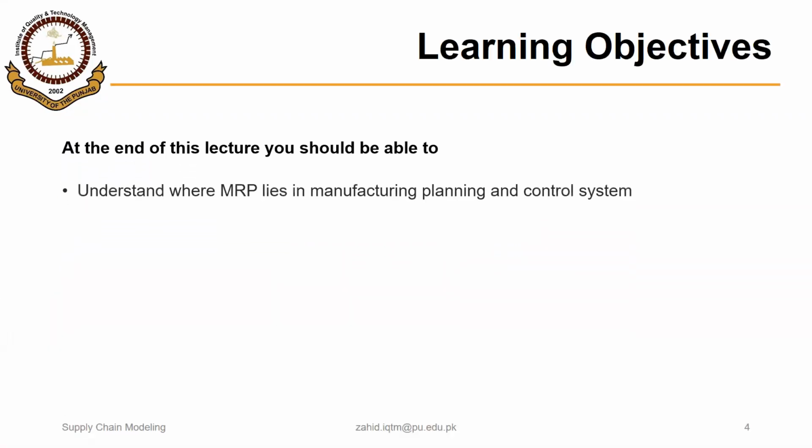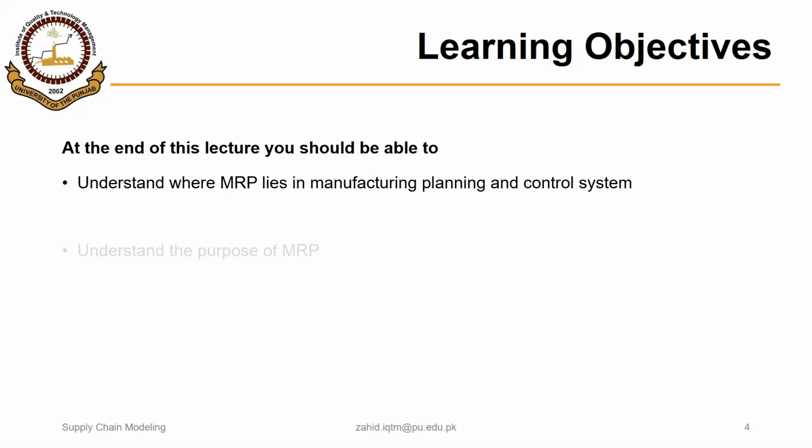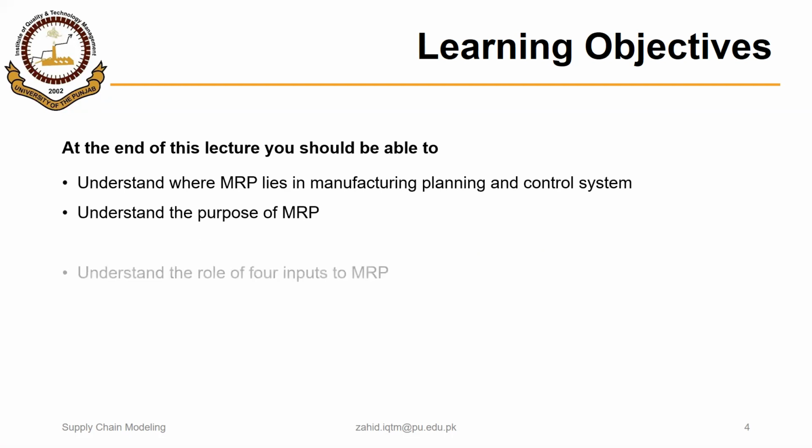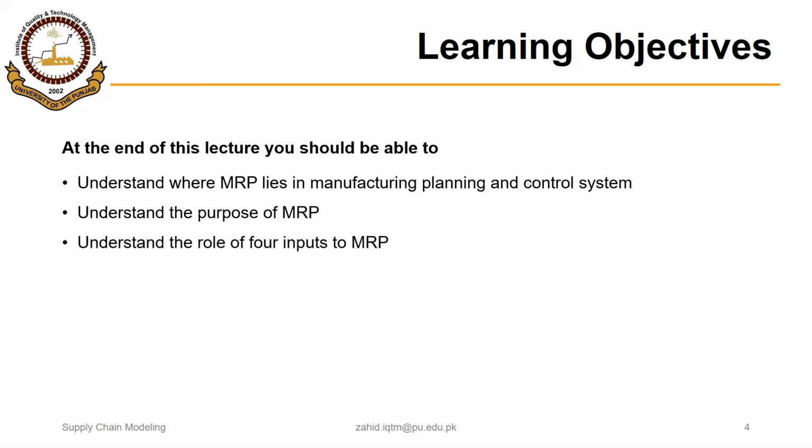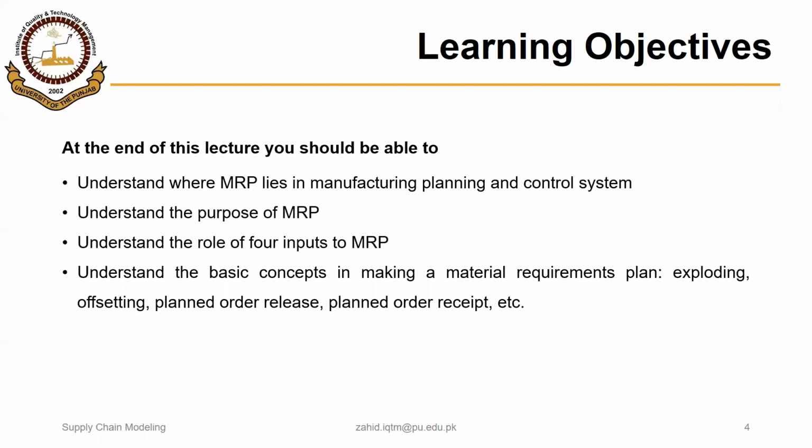The learning objectives of this lecture are to make you understand where MRP lies in the manufacturing planning and control system, understand the purpose of MRP, understand the role of 4 inputs to MRP, and we will see one of those inputs is the master production schedule. Understand the basic concepts in making a material requirements plan.